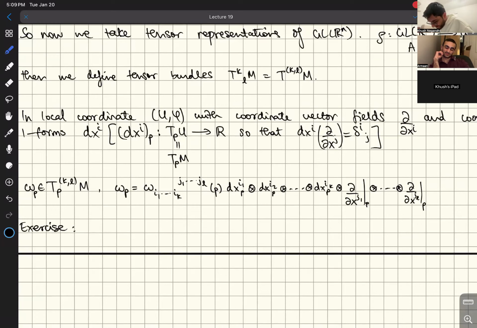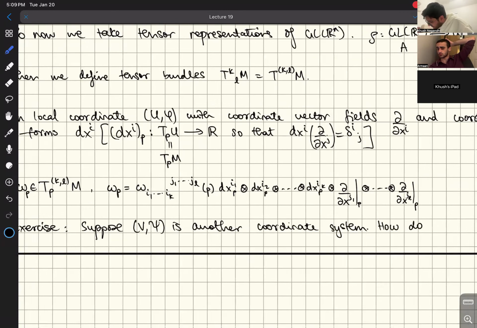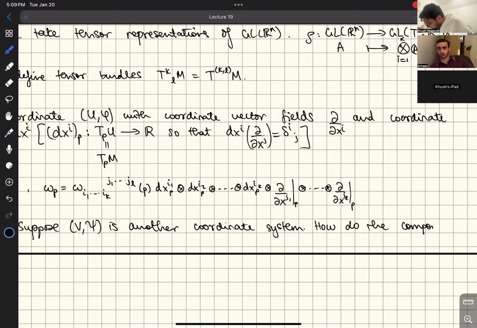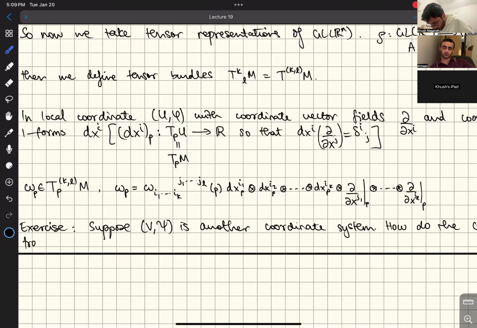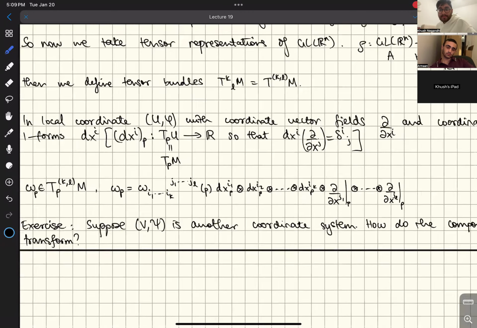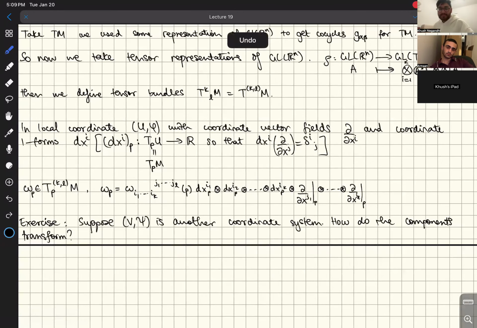My exercise actually is, suppose you have another coordinate system, V psi. How do the components transform? How do these objects transform when you do a change of coordinates? If you're struggling a little bit with this question, I would suggest you go back and look at when we did this for linear algebra.